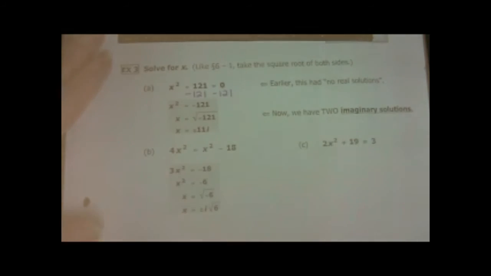Subtract 121 from both sides, so you can get the x squared by itself. So x squared equals negative 121. Now you're going to square root both sides. The square root of x squared is x. And now I have the square root of negative 121. I'm going to split this up into the square root of negative 1 and the square root of positive 121. The square root of 121 is 11. The square root of negative 1 is i.